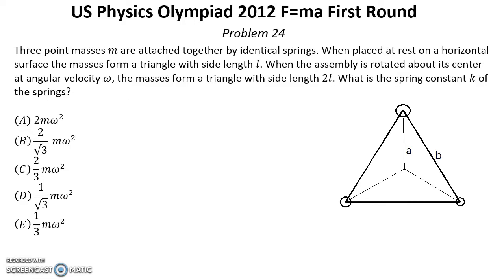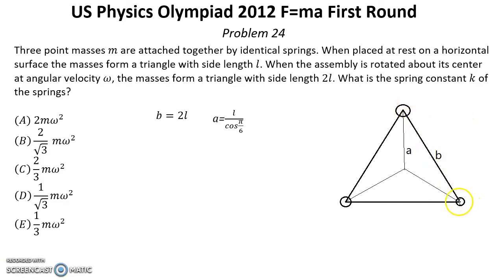When this construction rotates with the angular speed omega, the length of this side B equals 2L. Also, we need to find the length of this side A connecting any mass with the center of the triangle. From the geometry, this A equals L over cosine pi over 6, or 30 degrees. Now let's write the equation for the centripetal force acting on each rotating mass.